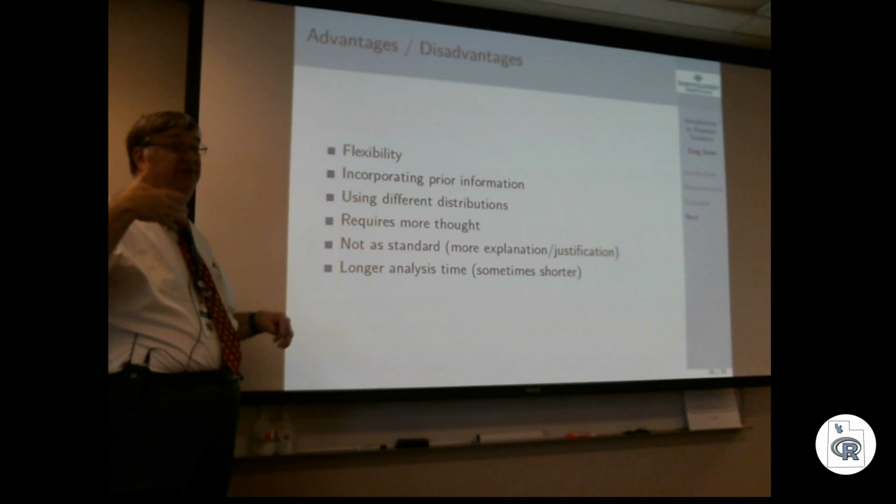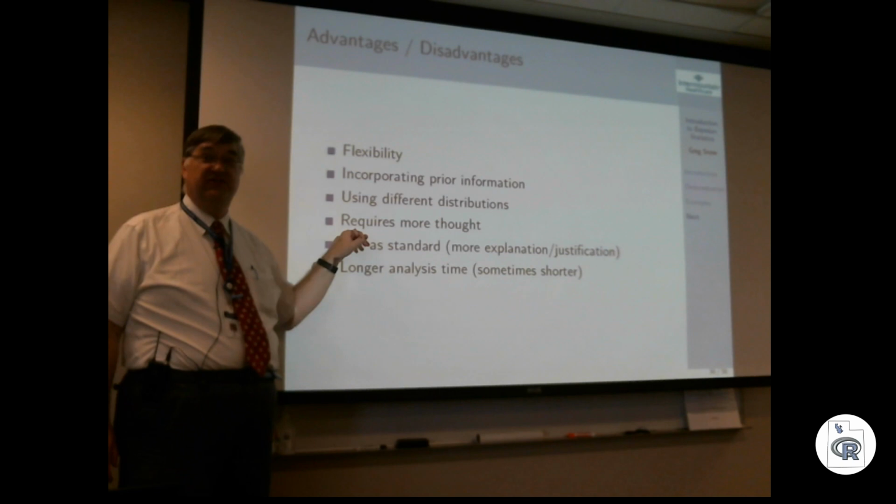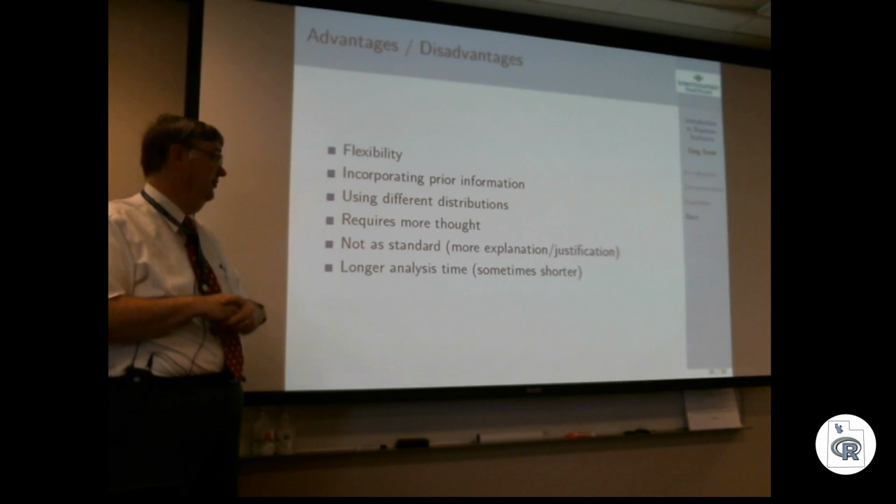Okay, we can incorporate the prior information. We're not stuck with just the normal distribution. It's easy to put in other distributions. It does require more thought. I think that's actually an advantage rather than a disadvantage, but if you don't want to think, that could be considered a disadvantage. But you do need to think through, what is my likelihood, what are my priors, what information do I have? So it does require a little bit there.